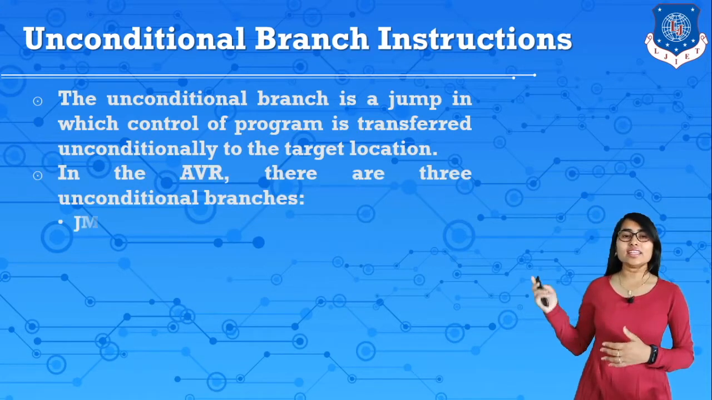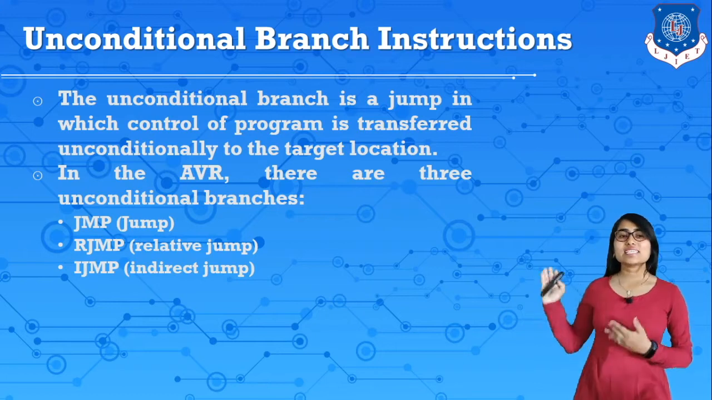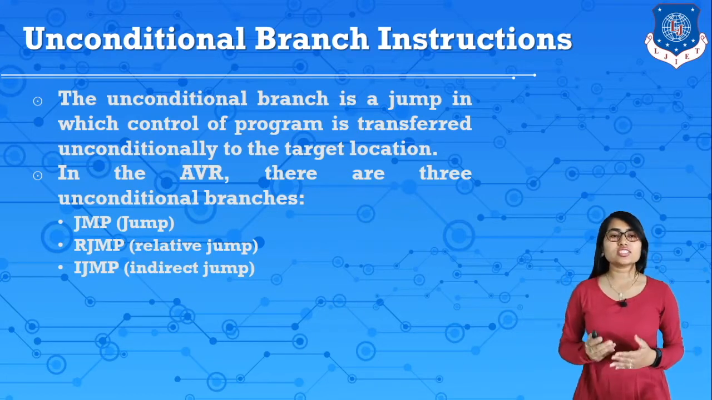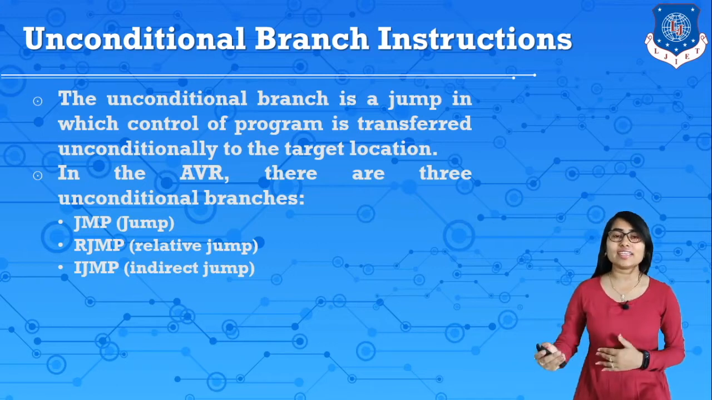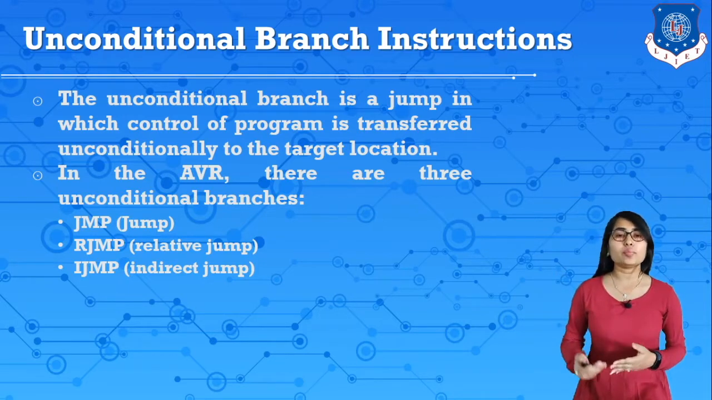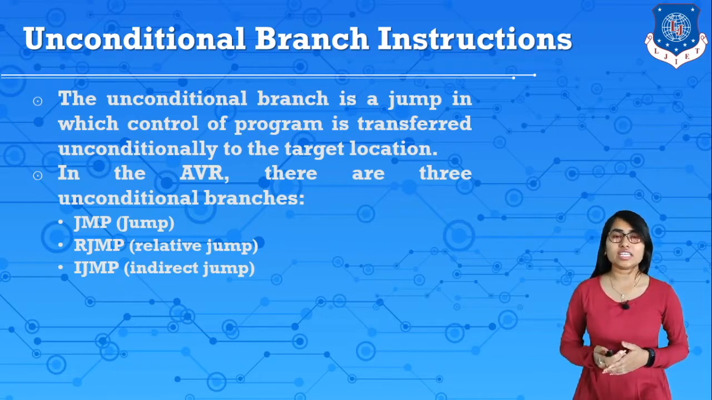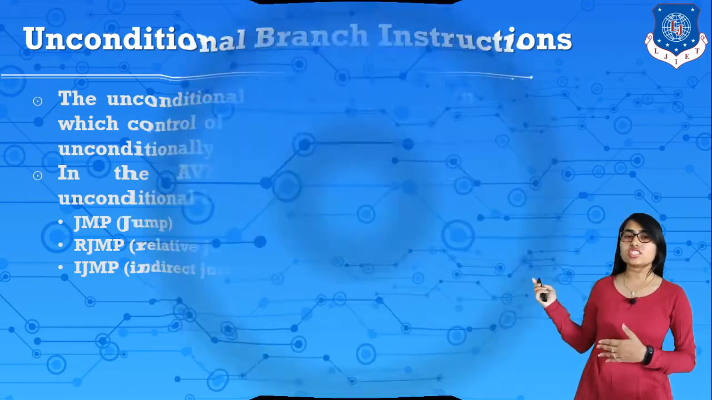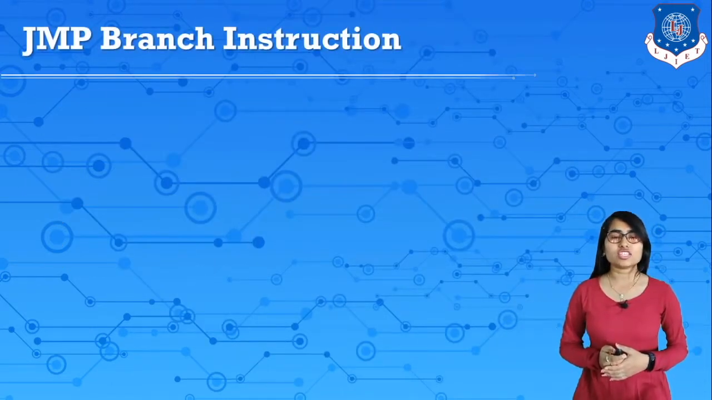Unconditional branch in AVR includes three instructions: JMP, that is jump, RJMP, that is relative jump, and IJMP, that is indirect jump. So let's discuss all three instructions one by one. First we have the JMP branch instruction.